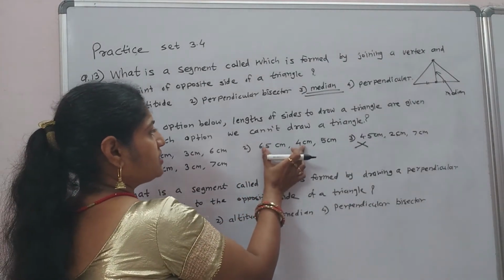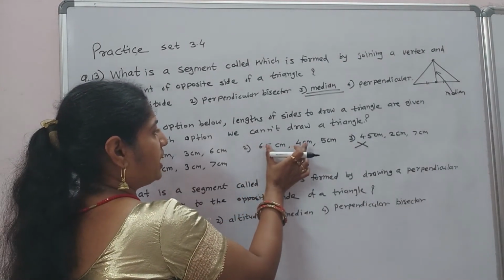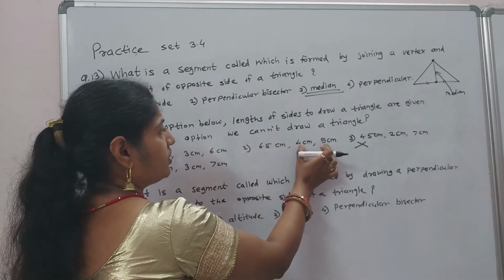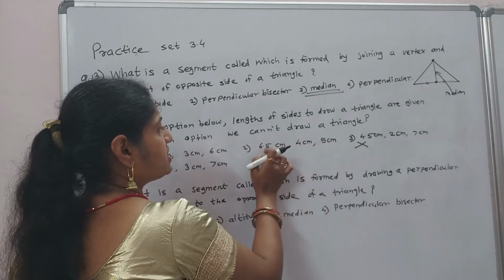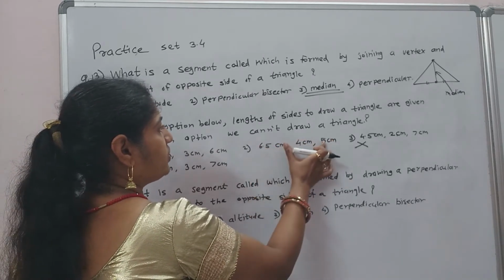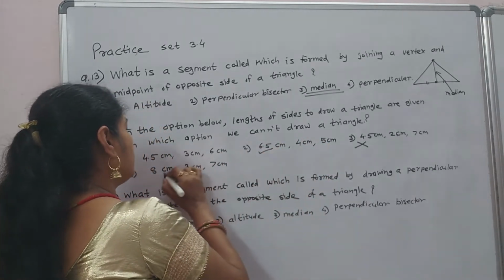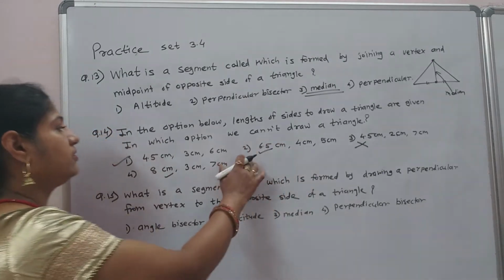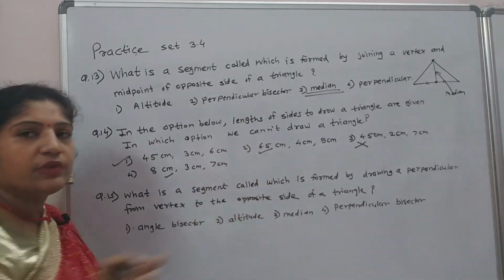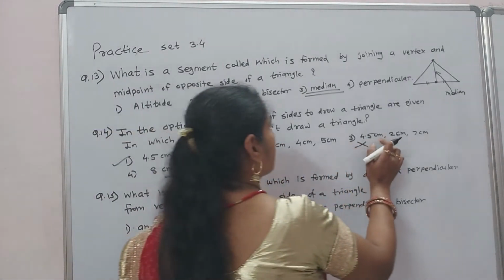This is 6.5 plus 4, 10.5 greater than 5. 4 plus 5, 9 greater than 6.5. 6.5 plus 5, 11.5, which is greater than 4. We can draw it. Triangles 1, 2, 3 can be drawn, but this triangle cannot be drawn.